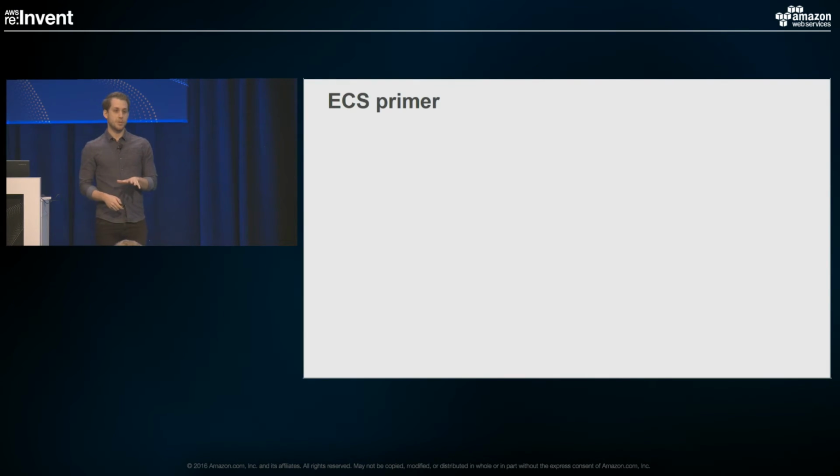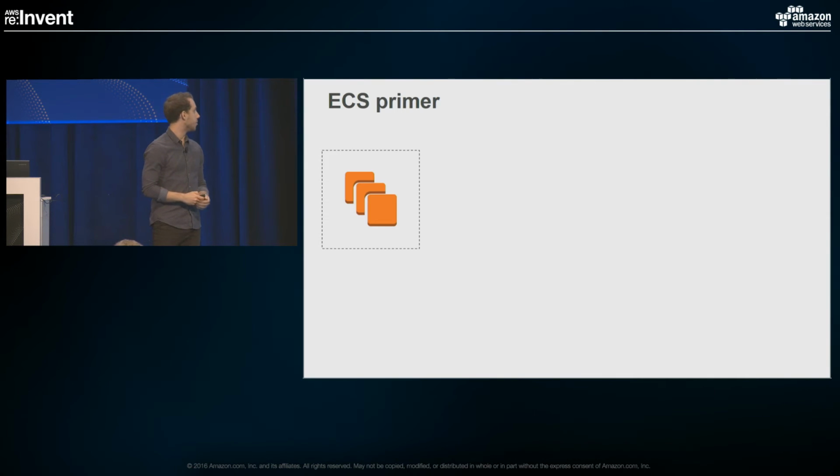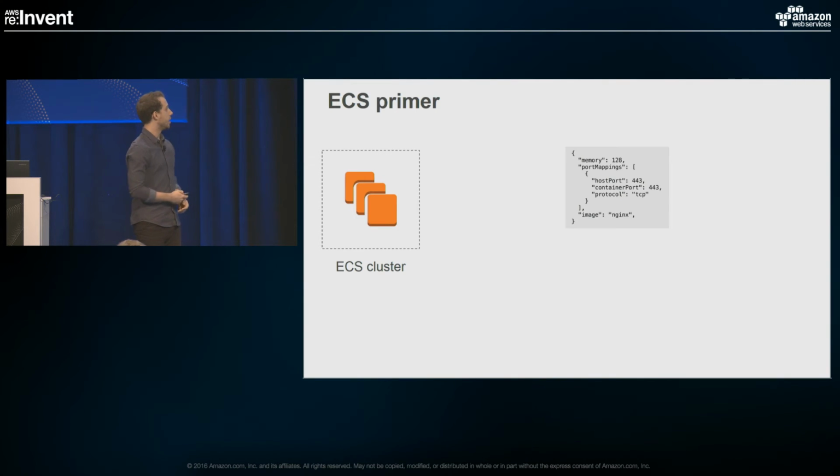I'm sure there's a bunch of you in the room who have used ECS before and you're comfortable with it, but I want to do just a quick recap so everything I say makes sense to everyone. In ECS, we have the concept of a cluster. This is just a group of EC2 instances that you run all of your Docker containers on. And you do this by creating what's called a task definition. Task definition is almost like a CloudFormation template.